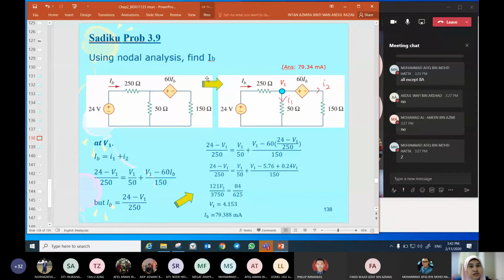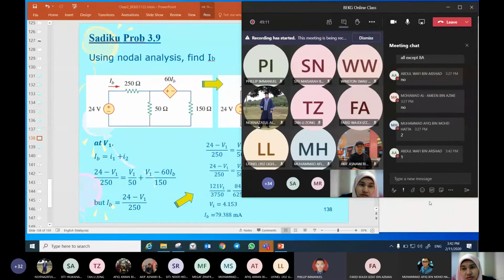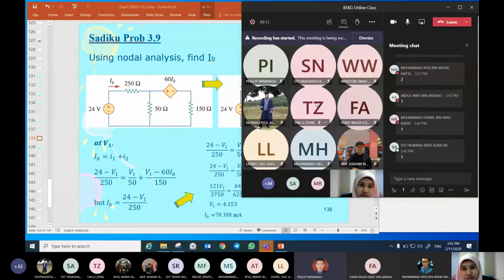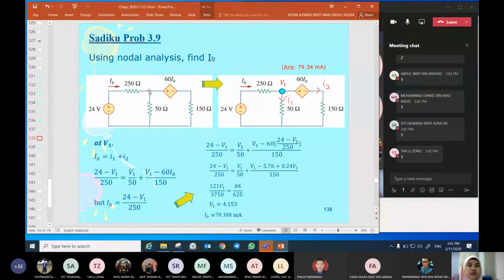Next is this question. Using nodal analysis, find IB. IB is the current flowing at this branch. So how many nodes here? Tan Li Zong, how many nodes do you think? 1, 2 or 3? 1. Okay, so the answer is 1 only here.